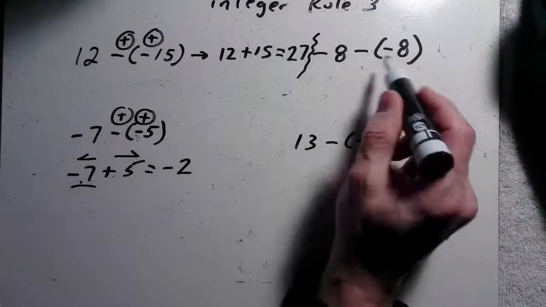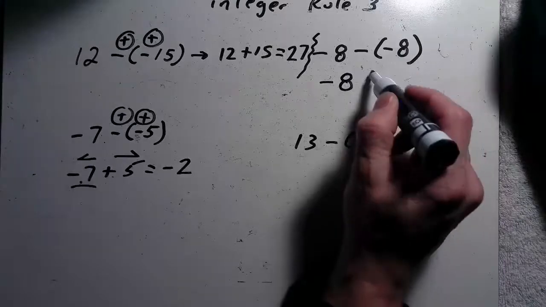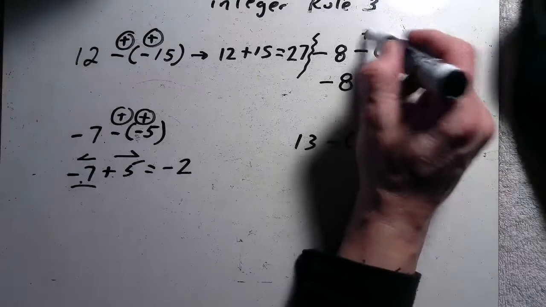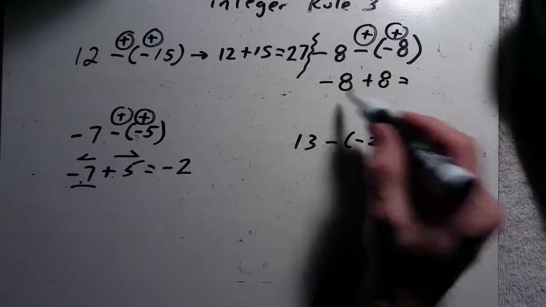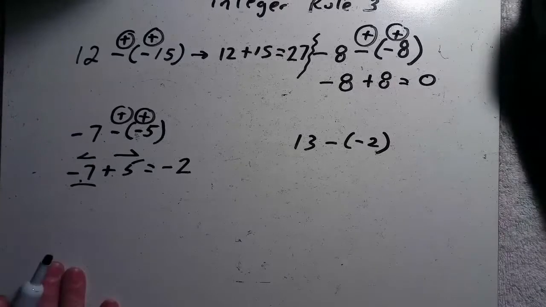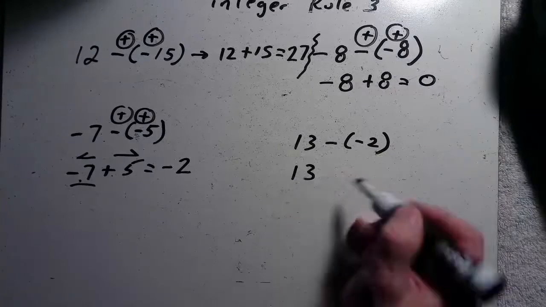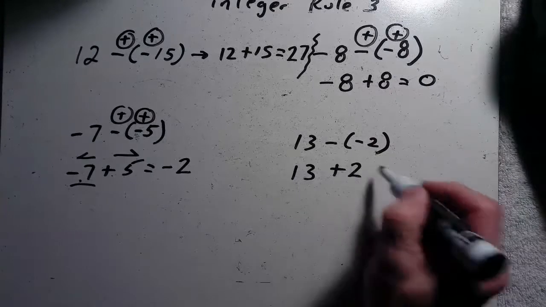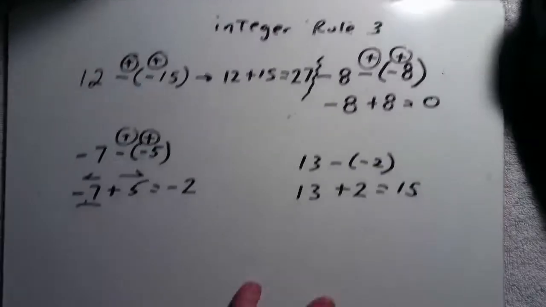So we got here negative 8 minus a negative 8. See, double negatives become plus. Put that up there so you saw what happened. In this case, these are going to cancel out. Negative 8 plus 8, 0. Zero is signless. Last one here, 13 plus 2, 15. So that's how you handle rule 3. Hopefully that clarifies how integer rule 3 is going to work.